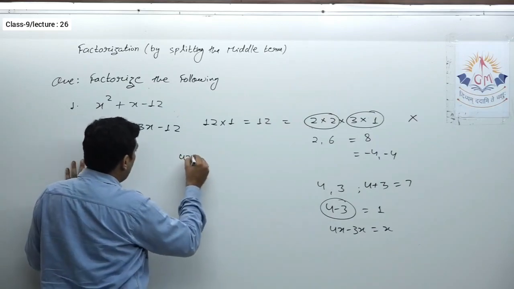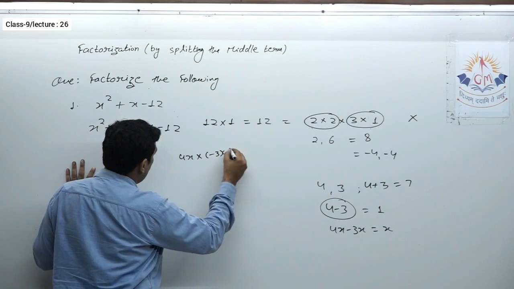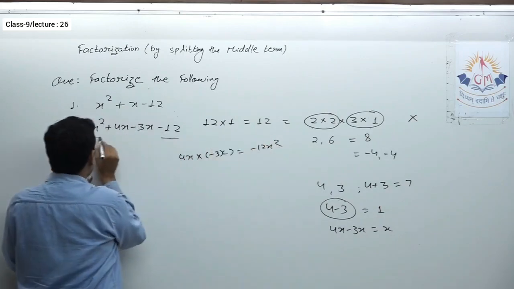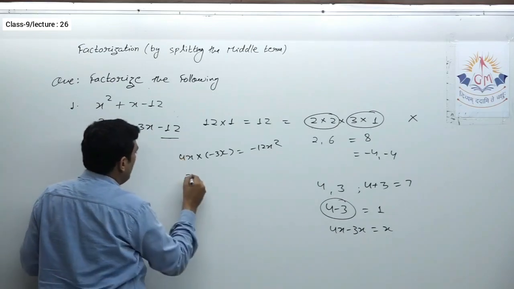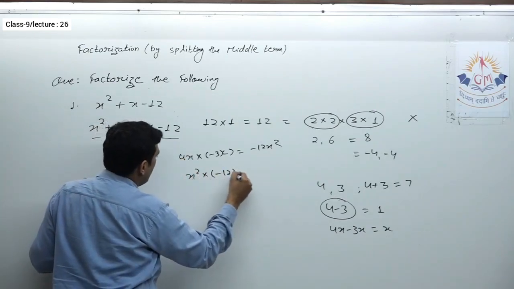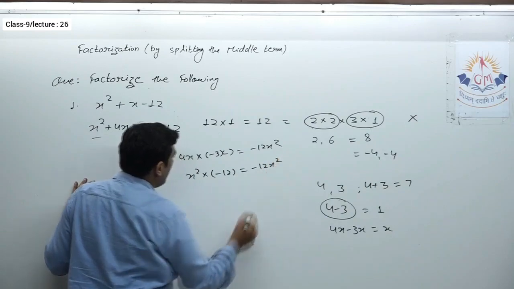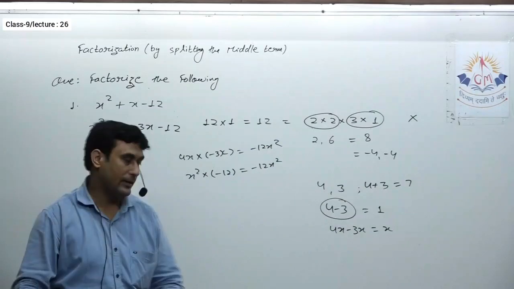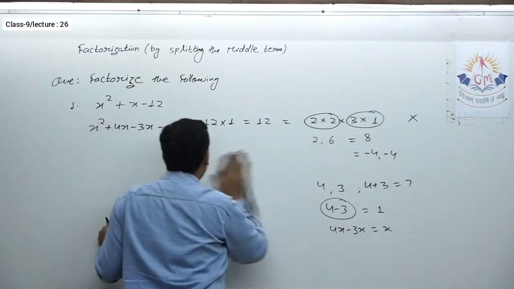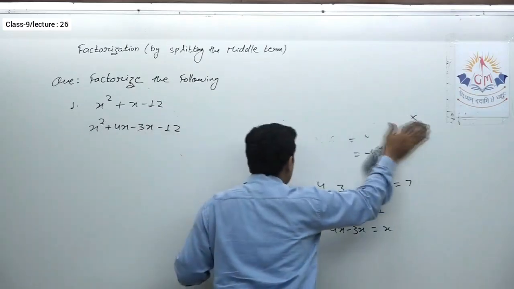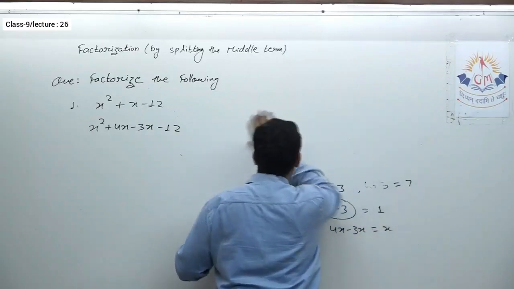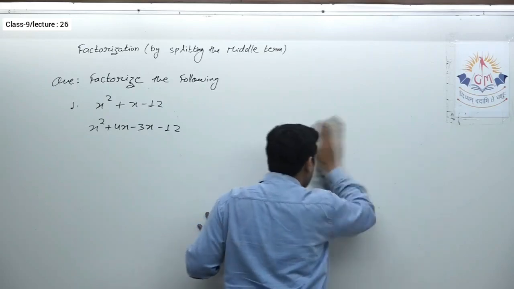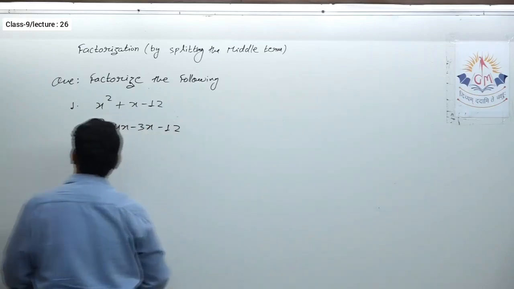Okay, so if you multiply 4x and minus 3x, what you will get? You will get minus 12x, isn't it? And over here you can also check that x square into minus 12, isn't it? X square into minus 12 is equal to minus 12x square. It means this combination is definitely correct. So I hope it's clear to you. Definitely we'll see some more questions based on this. However, this is the concept of class 8. Okay, still we'll revise over here.